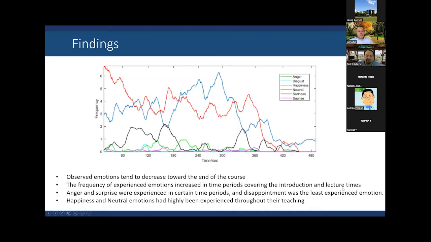And the findings, usually we presented the findings in various representations. The observed emotions, as you can see, tended to decrease toward the end of the course. If this is a 40-minute teaching, they started with a high impetus and then decreased in time. The frequency of experienced emotions increased in time periods covering the introduction and lecture times. Anger and surprise were experienced in certain time periods, and disappointment was the least experienced emotion in their teaching. Happiness and neutral emotions were highly experienced throughout their teaching.